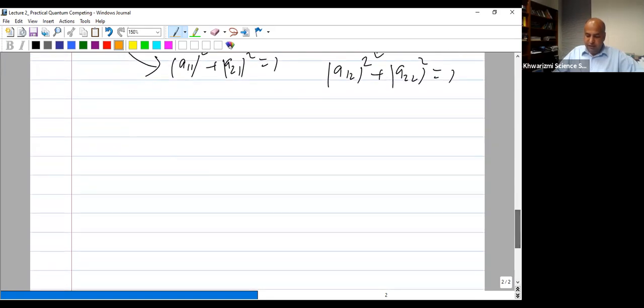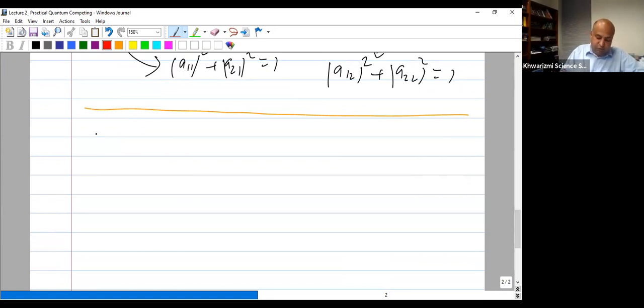Okay, so with this, let's now start with a few examples of different gates. And one of the fundamental gates that we have is the X gate, or more precisely, it's mostly called the Pauli X gate.